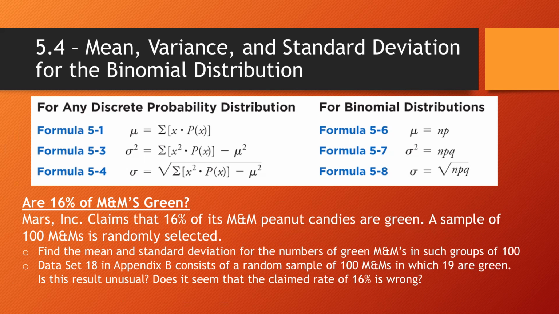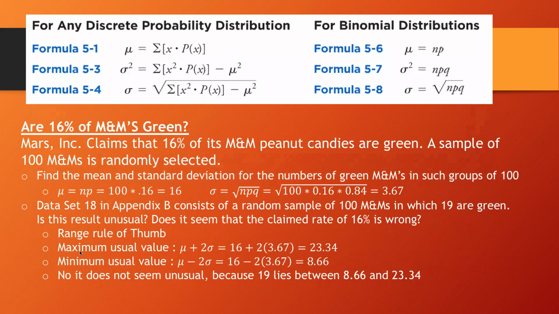So in this case, n is 100, right? Because there are 100 M&Ms that we're sampling. And then 16% is the probability, the 0.16. So we would expect a mean of 16 M&Ms out of 100. So let's go through and calculate using the range rule of thumb, which we've seen before, the maximum usual value and the minimum usual value. Mu plus 2 times sigma is equal to 16 plus 2 times 3.67. So we've got 23.34, and the minimum usual value is 8.66, found similarly, but with the minus.